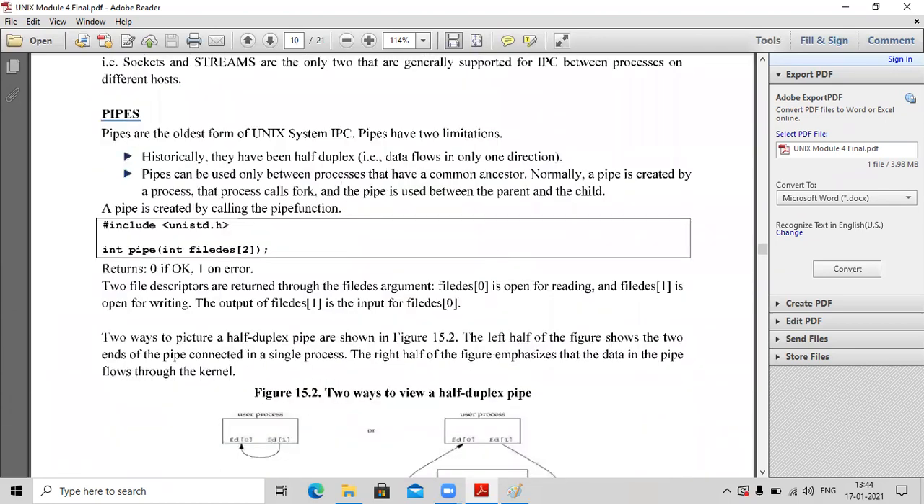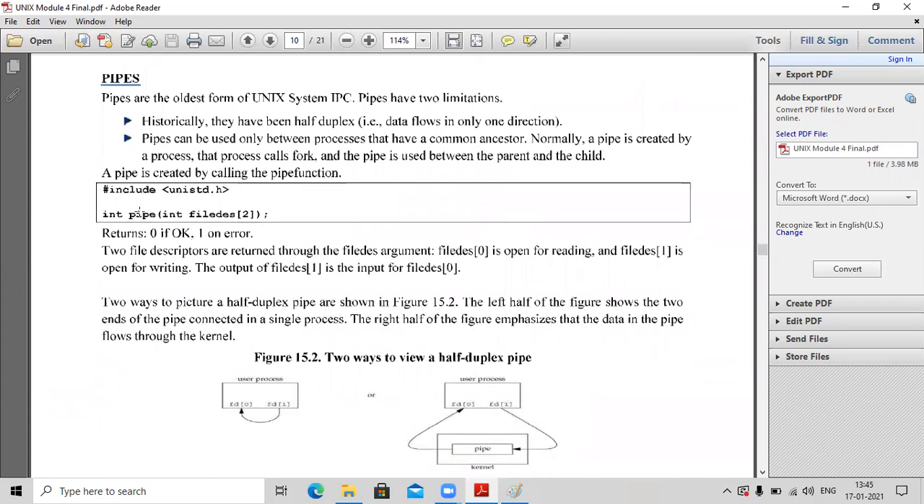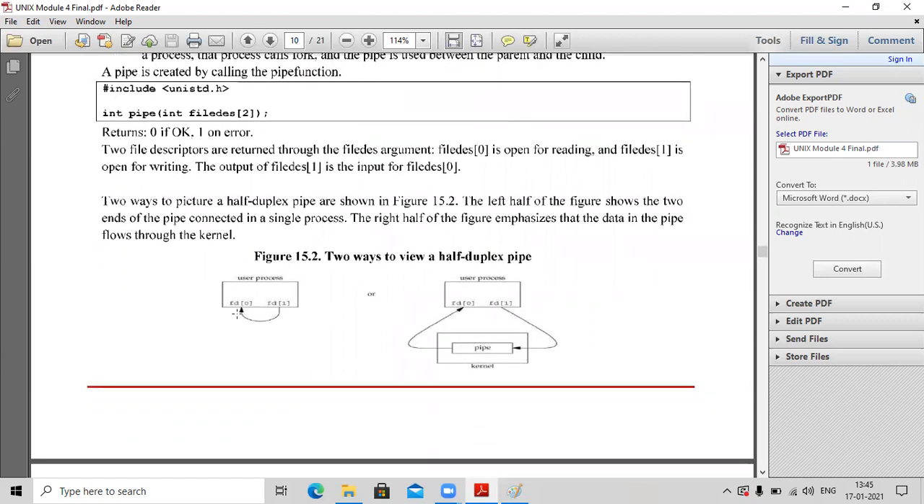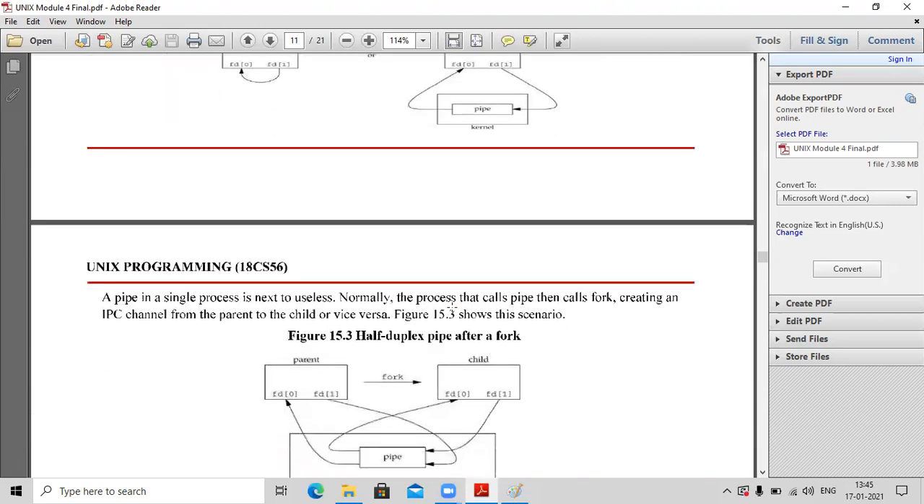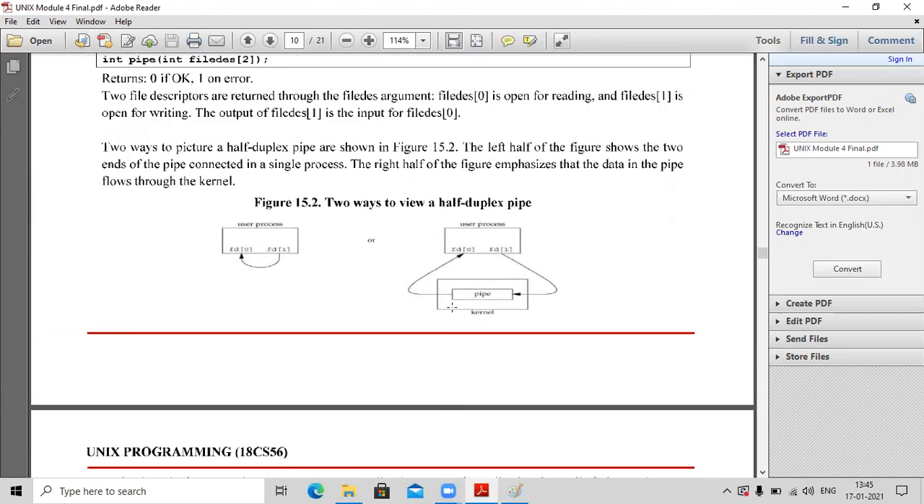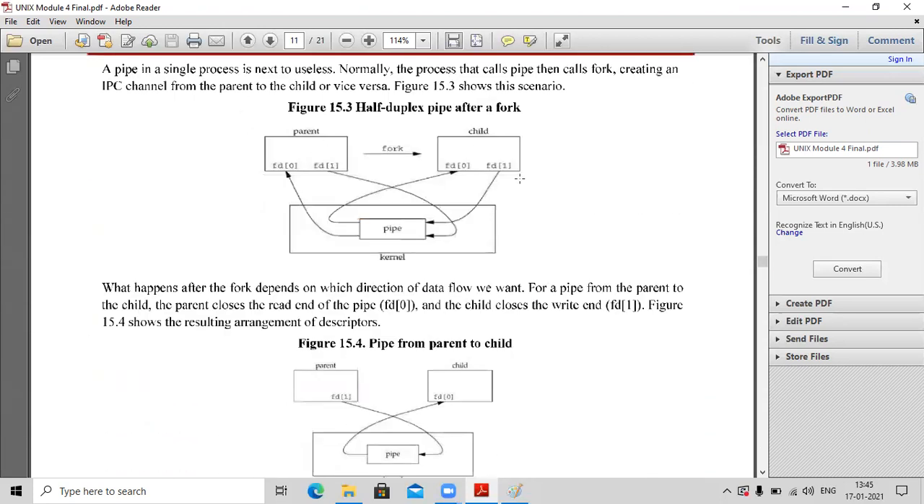So what all did we see? We saw that pipe is the oldest form of IPC. This is the function we need to use in order to create a pipe. It uses two file descriptors: one for writing, the other for reading. This is how it looks in a single process without using a pipe. This is with the help of a pipe, where the writing takes place, then the reading takes place. But actually, when IPC is happening, it should be between two processes. This is how it will happen between two processes.